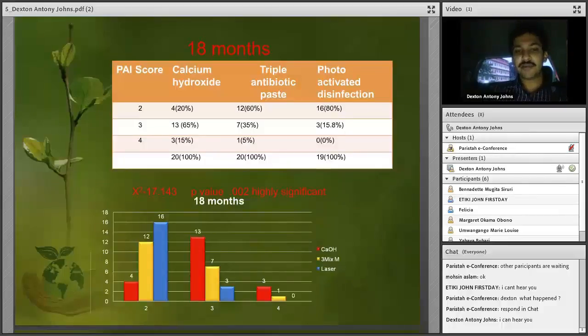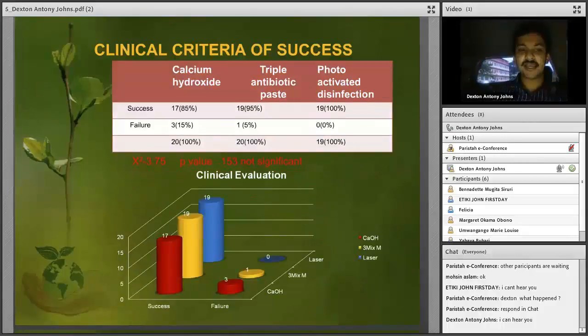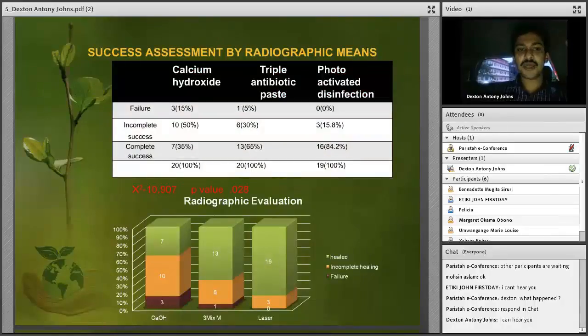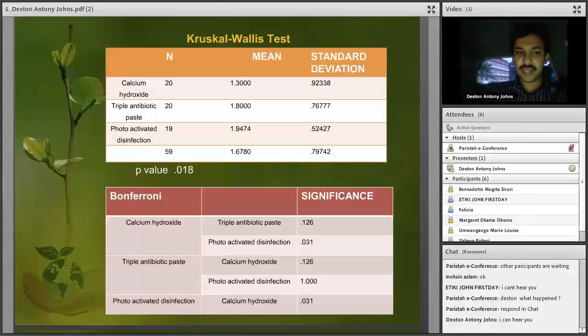In the triple antibiotic group, 12 patients moved into the healing phase. Clinical criteria of success suggest that the success rate is higher for photoactivated disinfection compared to the calcium hydroxide group. The success according to radiographic means was also similar, with complete success noted in photoactive disinfection, where 16 were included. However, only 7 were in calcium hydroxide, and triple antibiotic paste had an intermediate category of 13.